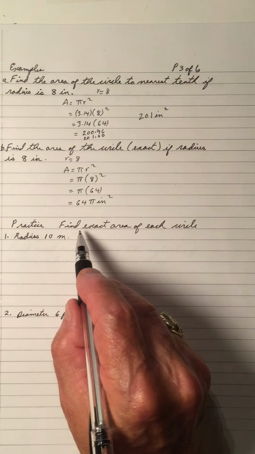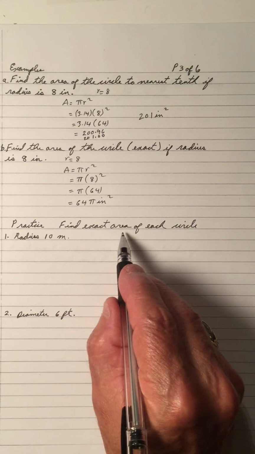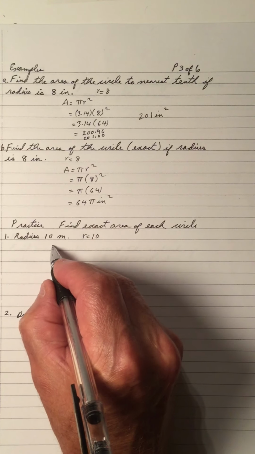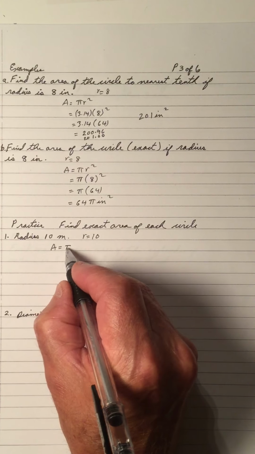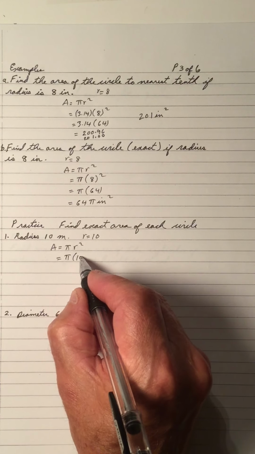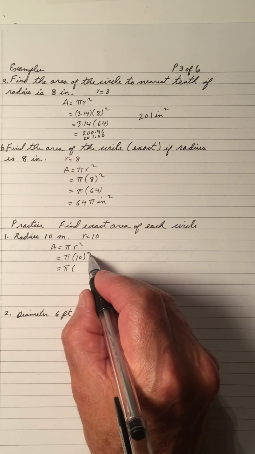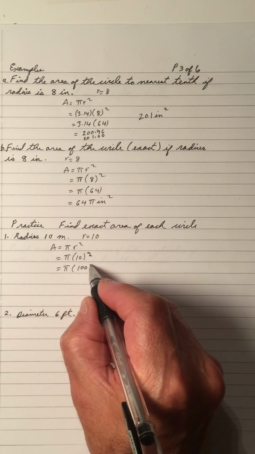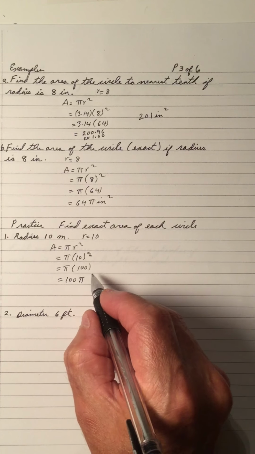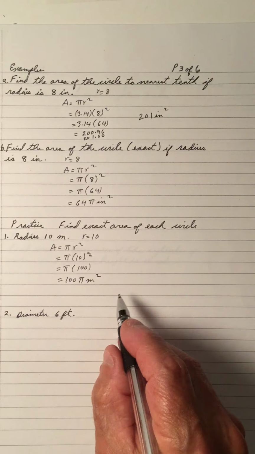Practice. Practice means let's work these out. So pause the video and work these out. Find the exact area of each circle. So the radius is 10. So the area is pi r squared. Pi times 10 squared. 10 times 10 is 100. So the answer is 100 pi. And the unit is meters, so it's square meters for area.